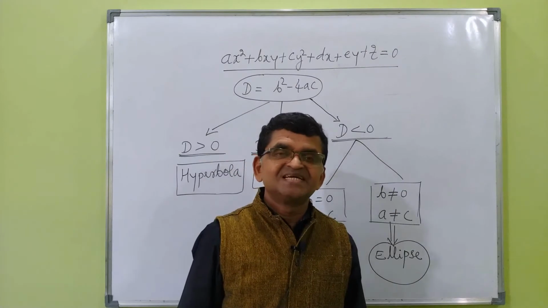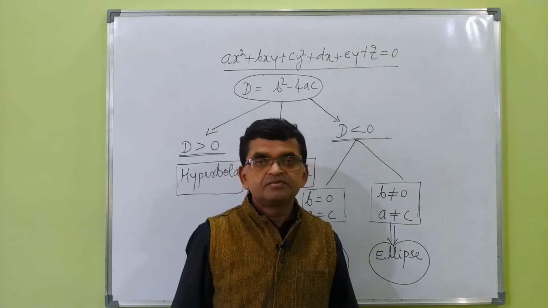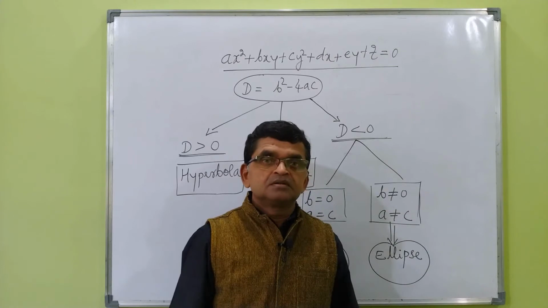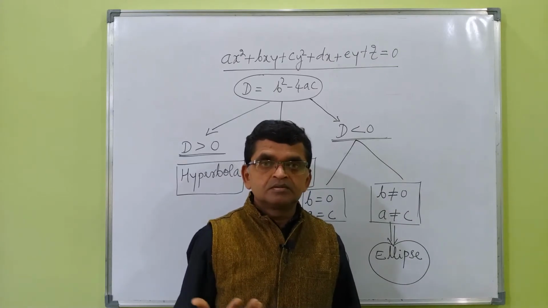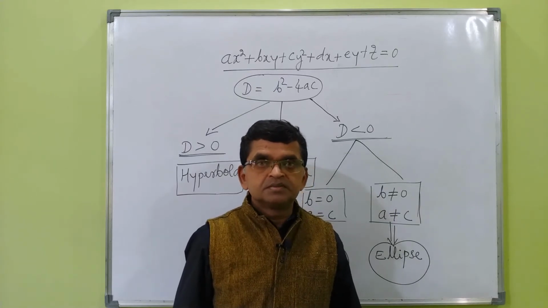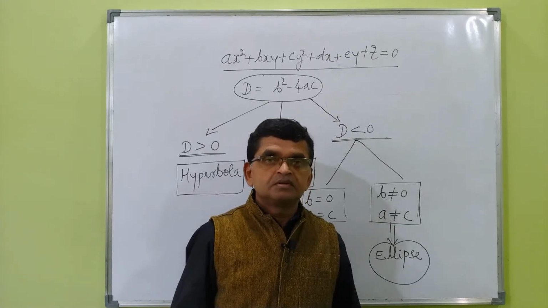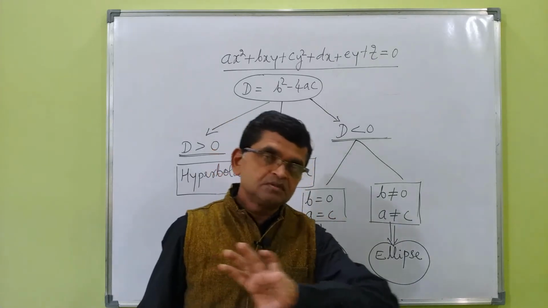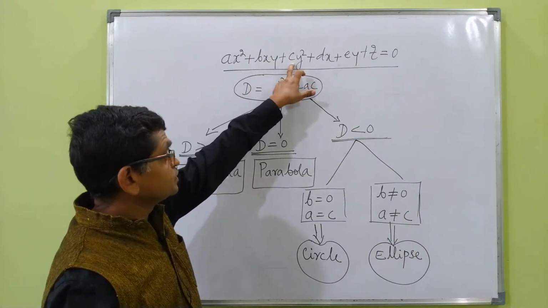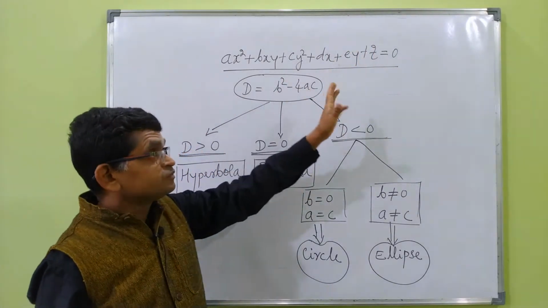Next, this is another important concept. See, for a given quadratic equation, how to find whether it is a circle or hyperbola or ellipse or parabola. That means how to find a conic from the given quadratic equation. Suppose the general form of the quadratic equation is ax squared plus bxy plus cy squared plus dx plus ey plus f is equal to 0. A, B, C, D, E, F are constants.